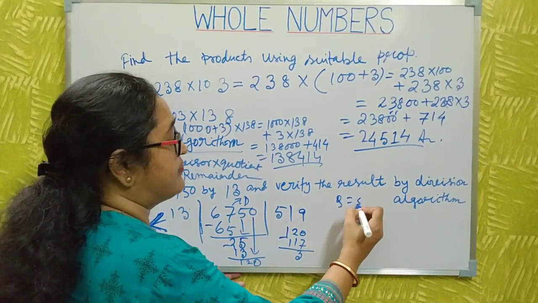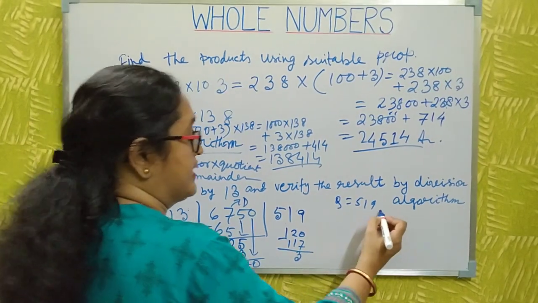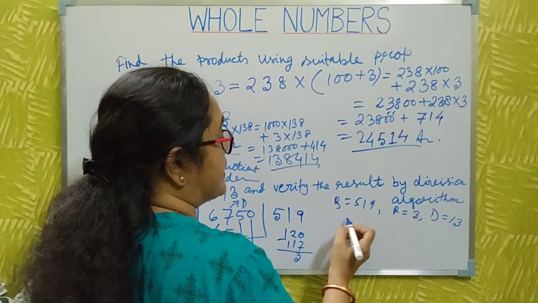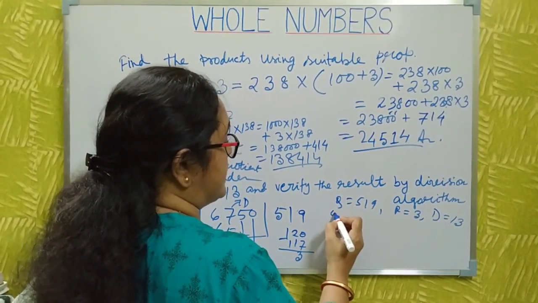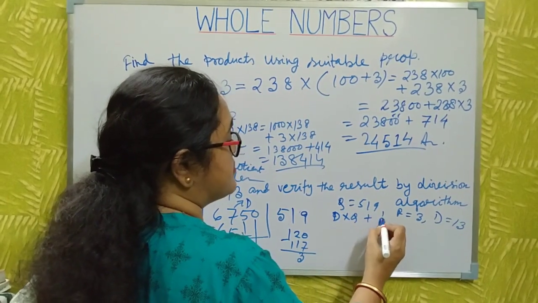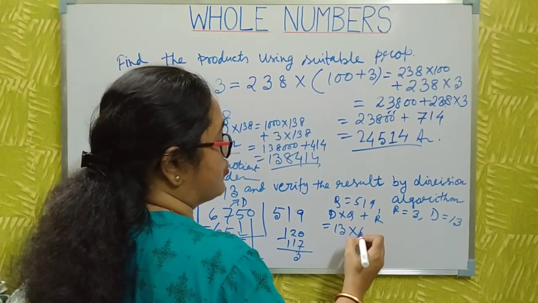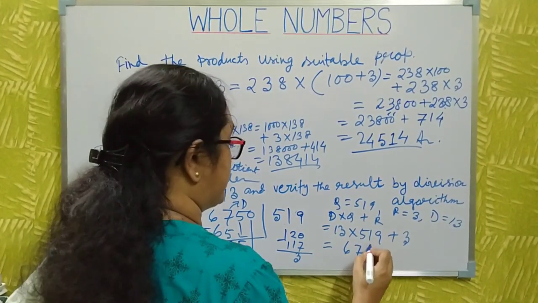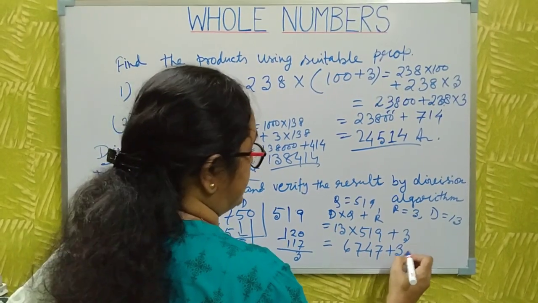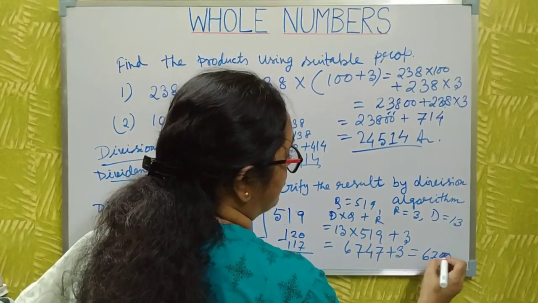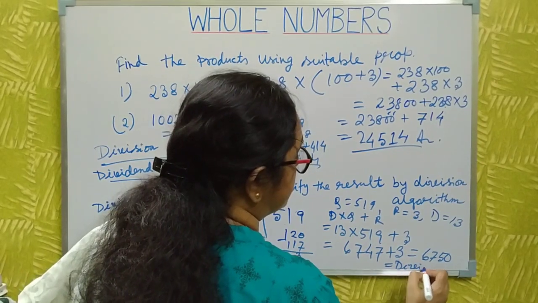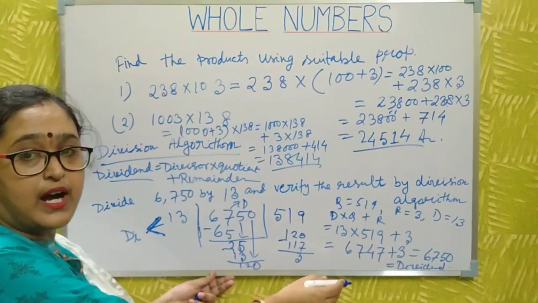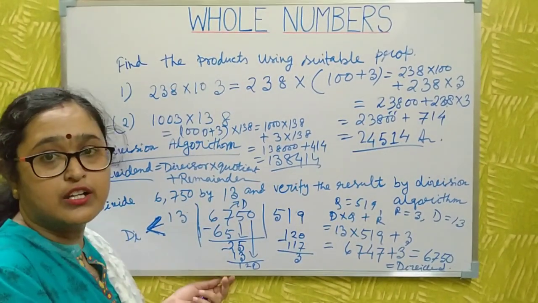Here the quotient is 519, remainder is 3 and divisor is 13. Now you just verify. This is divisor into quotient plus remainder. This is 13 into 519 plus 3. Here 6747 plus 3, 6750. This is dividend. This is called dividend. Match this one. This is the division algorithm.